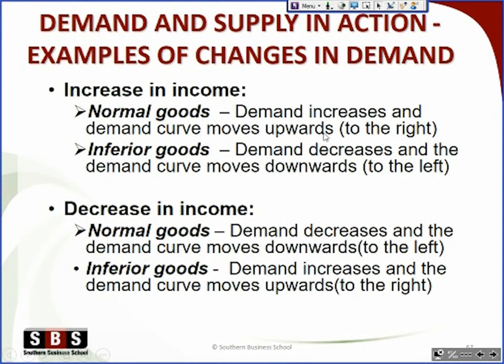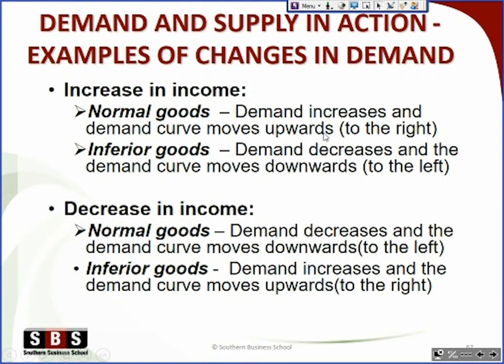So I'm getting back to the definitions on this slide. Definitions count quite a bit, so these could also be definitions. Normal goods and inferior goods. You just got to know what they are. So if there's an increase in income, for normal goods, then the demand increases and the demand curve moves upward to the right. So if you get an increase, you're going to spend more on normal goods, so the demand will increase, and then the curve will move upwards. You can just go through this, and it will make sense to you.